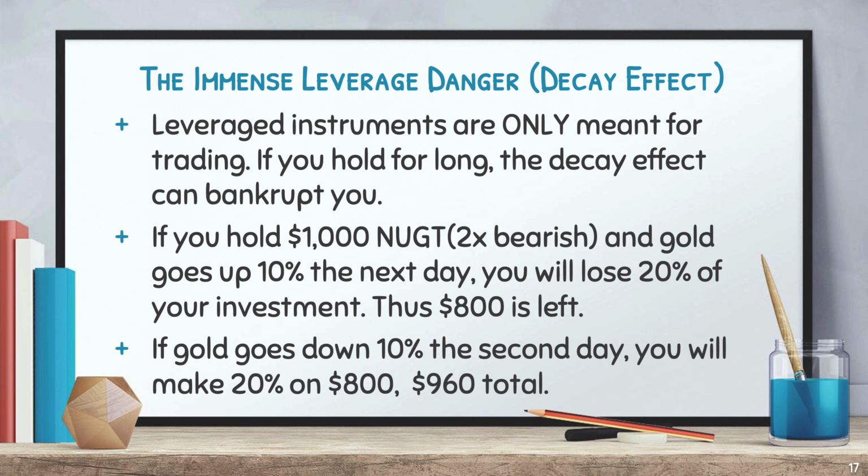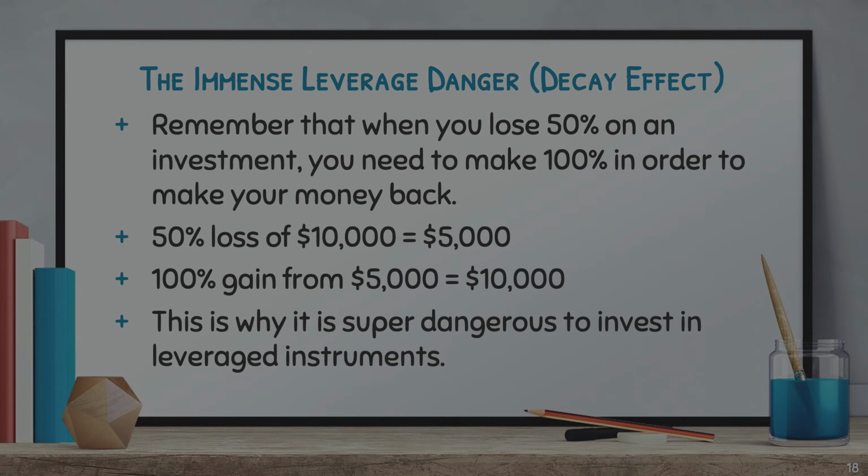Because think about it, if you hold $1,000 in Nugget, which is the 2x bearish one, as I mentioned earlier, and gold goes up 10% the next day, you will lose 20%. This is a 2x leverage, remember, of your investment. So you lose 20%, you are left with $800. Now gold, the second day, goes down 10%, which is good for you, and you make 20% on $800, which is a total of $960. So notice this: first day gold goes up 10%, next day goes down 10%, yet you still lost money, you lost $40. This is called the decay effect, and it comes from this fact here.